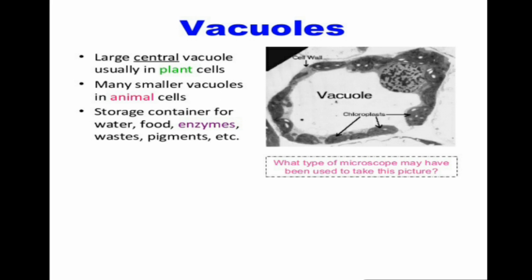Vacuoles are large storage structures that are very prominently seen in plant cells. Doesn't mean they are absent in animal cells. They are there, but they are tiny in structure in the case of an animal cell. Now, the vacuole plays as a storage organ for water, food, enzymes, pigments, etc.